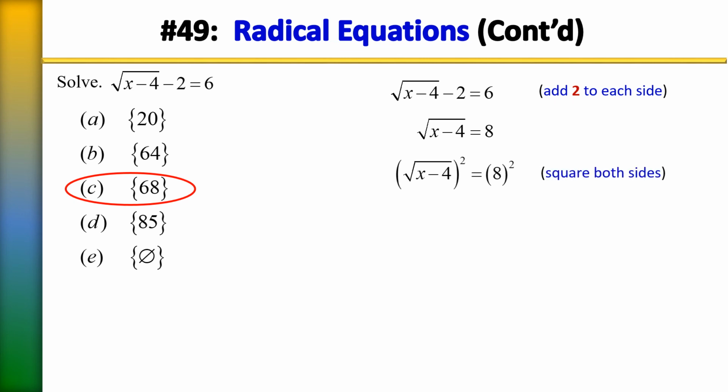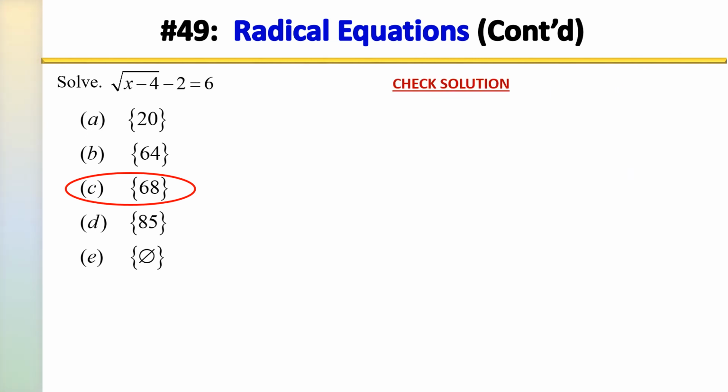So that process allows us to remove the radical symbol and the parentheses, everything there on the left. So what you have on the left side is x minus 4. And on the right side, what do we have? 8 times 8, which is 64. So we have 64 on the right side. Last step to solving this equation is to do what? That's correct. Add 4 to each side, and x equals 68. Choice C.